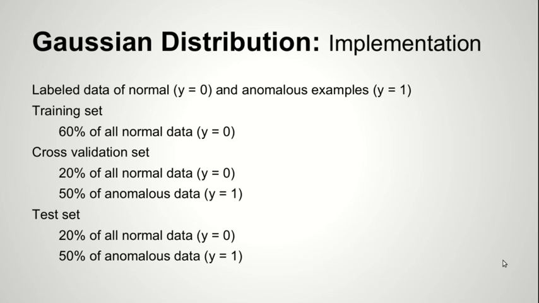So for the cross-validation set, we'll have 20% of normal data with y equals to 0, and because here we want to evaluate how well we are performing, we must have anomalous data here. So we take 50% of our anomalous data and randomly divide it into the cross-validation set and the test set. And the test set will then have the same proportions of normal and anomalous data as the cross-validation set. And we will be able to use the test set to know if our algorithm is doing well.